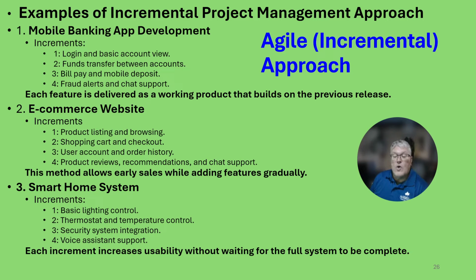And then smart home system. Increments might be providing automated basic lighting control, then thermostat and temperature control, then automated security system integration, and then even voice assistant support and control of the previous 3 increments. Each increment increases usability without waiting for the full system to be complete.